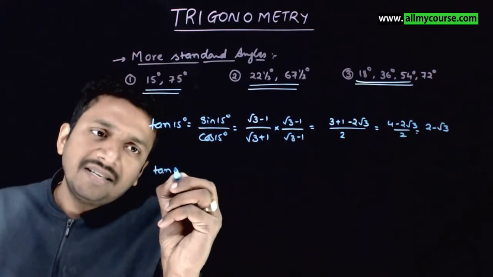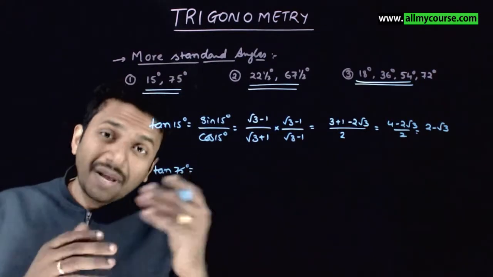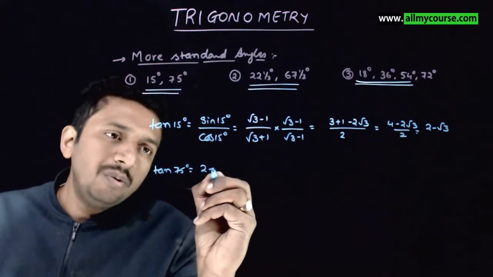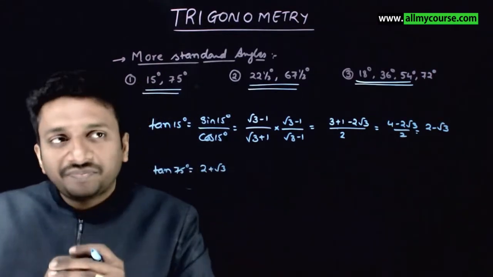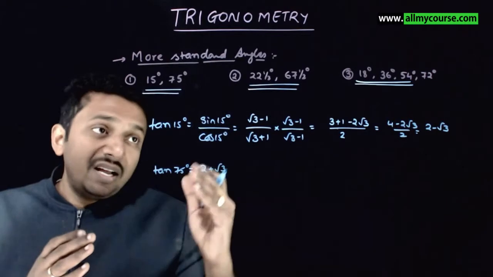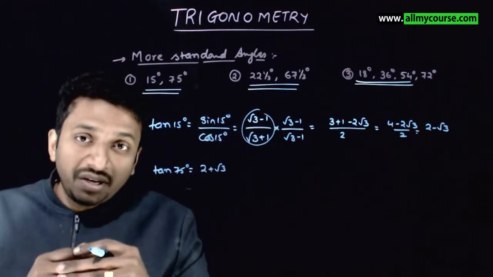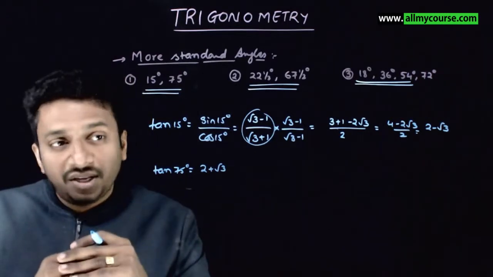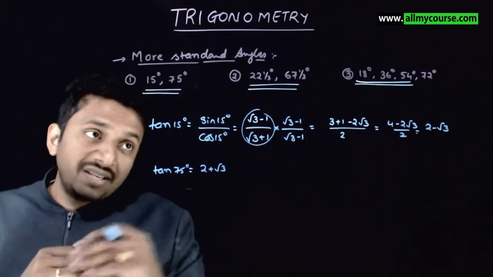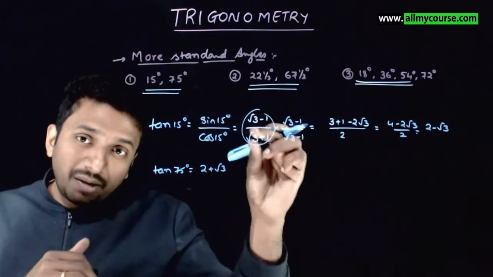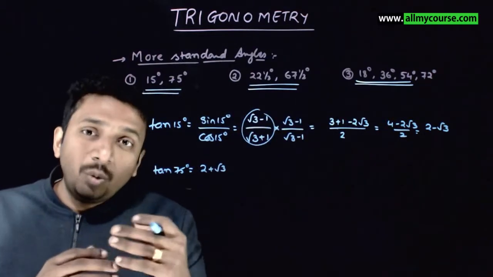And tan 75 degrees, if you do the same calculations, you get 2 plus root 3 as the answer. So tan 15 you can remember as (root 3 minus 1) by (root 3 plus 1), that's one way, or directly 2 minus root 3. Tan 75 degrees is (root 3 plus 1) by (root 3 minus 1), or 2 plus root 3.